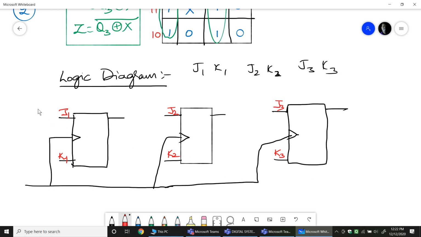J1 and K1 is Q2, which we have got in the expression. Therefore, I will short both. So this is Q2. Then J2 K2 I got 1, so I will short both of them and connect to 1. Then I got J3 K3. For J3 I got 3 expressions, so 3 AND gates, and I need 1 OR gate.